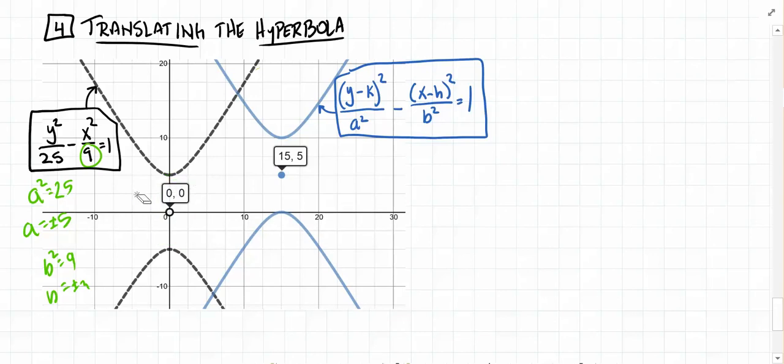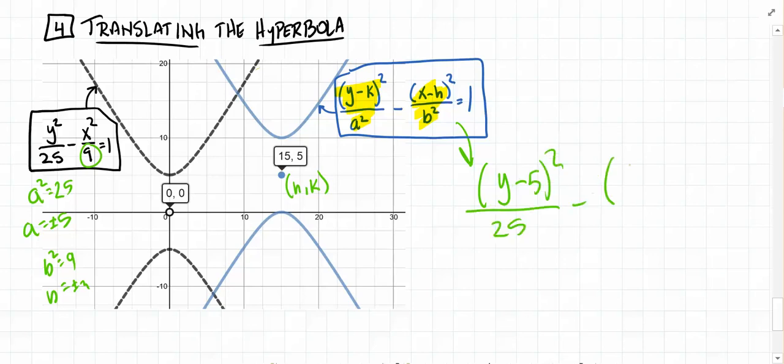The important part is figuring out how do we get this equation to become this equation, because my center has now moved. Well, I know it's going to be the same exact form, so y squared over a squared, x squared over b squared, except my center has now been shifted from 0, 0 to 15, 5. So this is my h and my k. So how could I rewrite this? My equation of the hyperbola will look something like this. It's going to be y minus 5 squared over 25 minus x minus 15 squared over 9 equals 1.